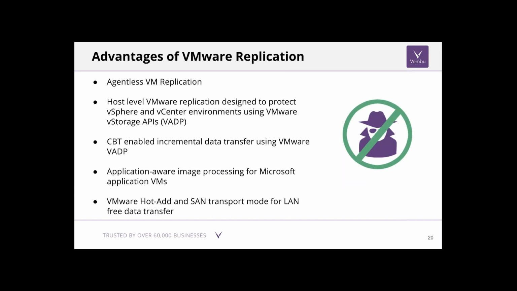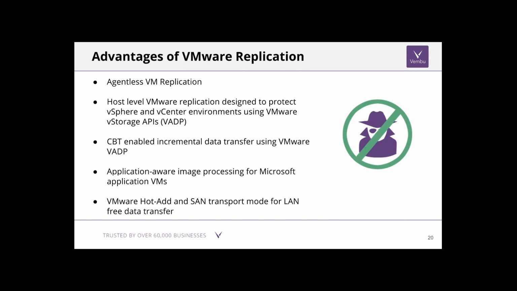So adding to that, the advantages of VMware replication. Mostly the better way is doing agentless VM replication, because if you need to have agents on each and every VM, it will be a very hectic process. You can't do it one by one. So Vembu is giving agentless VM replication, and because it works at the host level, the VMware and vCenter environments are protected in an effective manner, and the VM backup is using vStorage APIs.